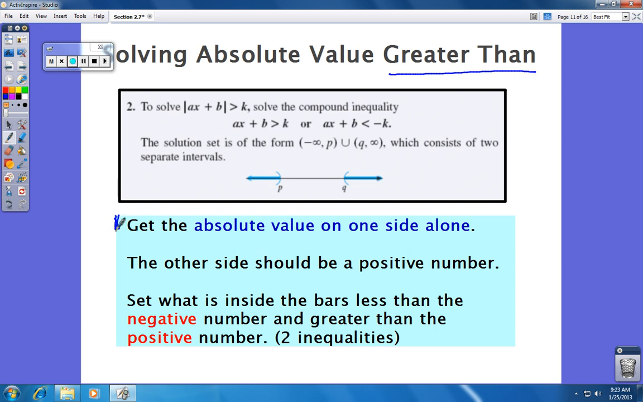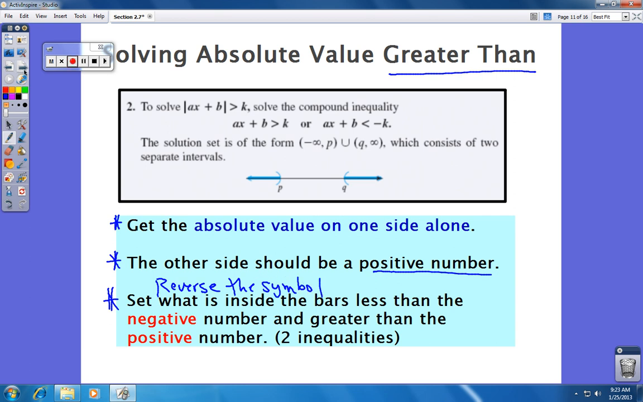You want to first make sure that the absolute value is on one side alone. Then you want to make sure that you have a positive number. And then the last thing, we will set up two inequalities, but whenever we change from positive to negative, we are also going to have to reverse the symbol.